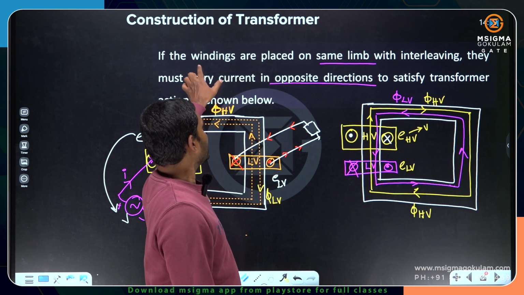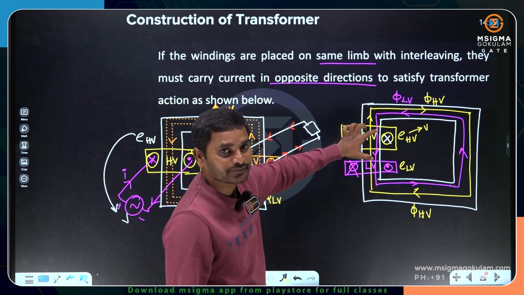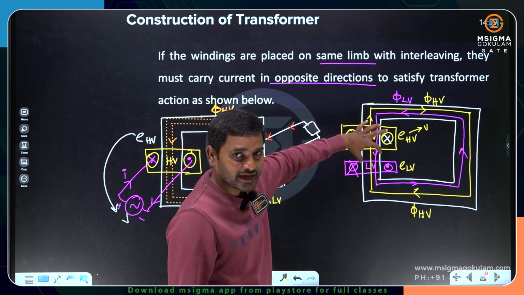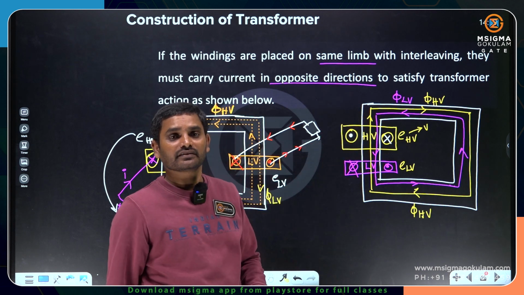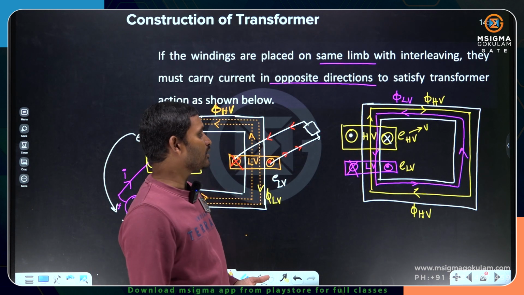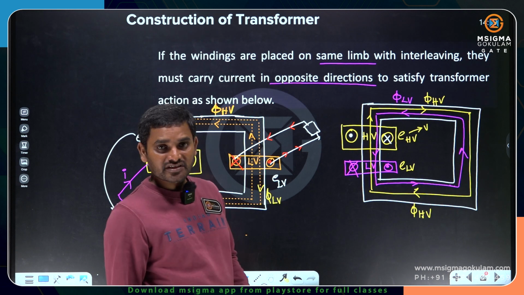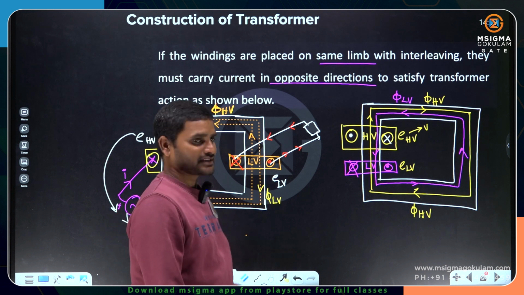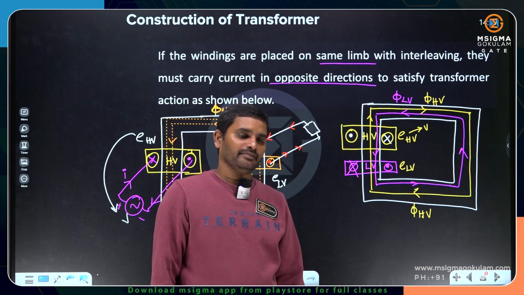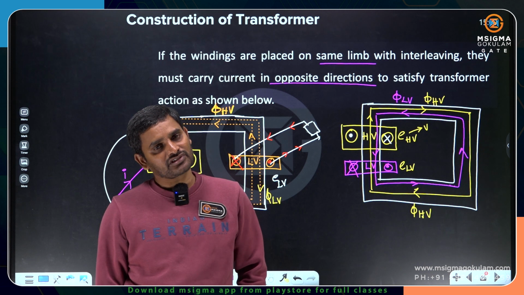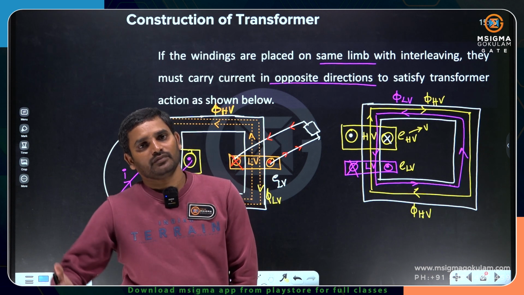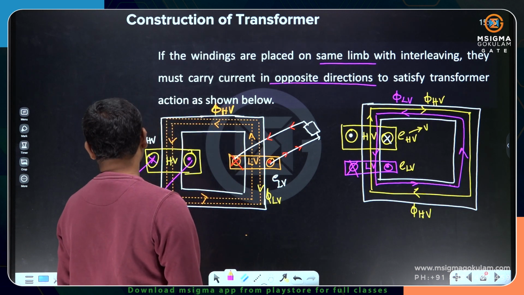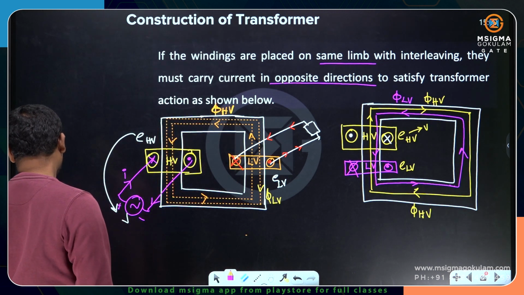Opposite. If the windings are placed on the same leg, high voltage winding, low voltage winding, I place both the windings on the same leg. Therefore, they are carrying opposite directions of current to satisfy Lenz's law, to satisfy the transformer action. This is a must. Otherwise, what happens? Imbalance force comes and the transformer is no more a stationary device. It will be like a moving device. Okay. All right. So that's about the currents and the current directions in the windings.